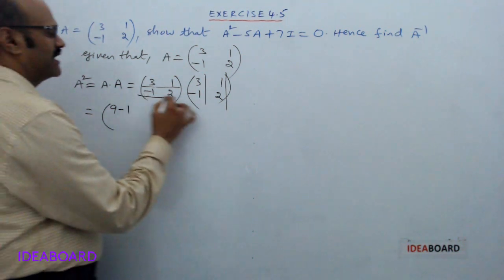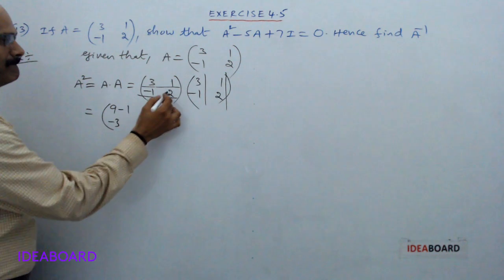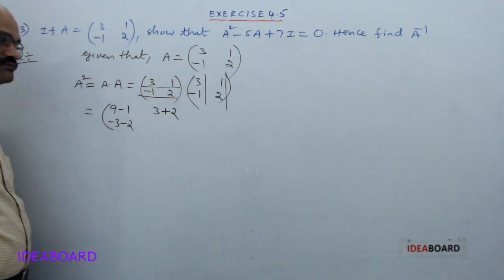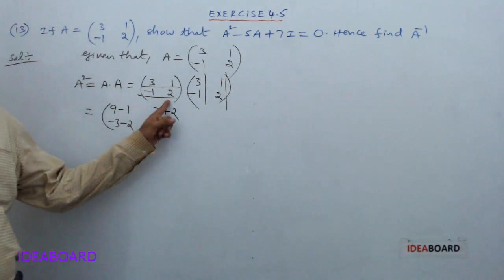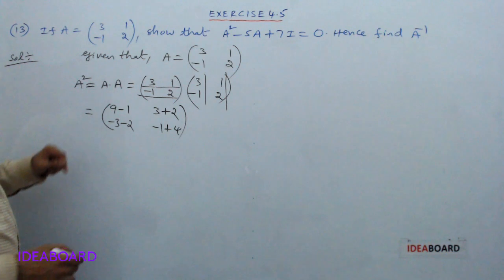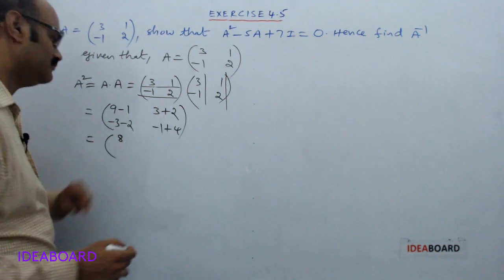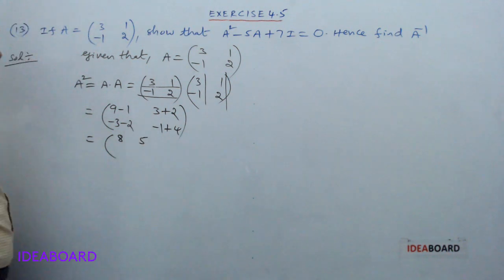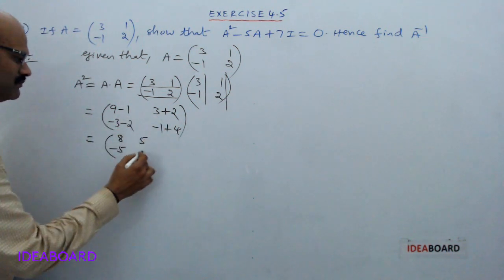Now second row into first column: minus 1 into 3 is minus 3, 2 into minus 1 is minus 2, wait, we take minus 1 into 3 minus 3 and 2 into 2 is 4, giving 9 minus 1 equal to 8, and 3 plus 2 equal to 5, and then minus 5, 3.